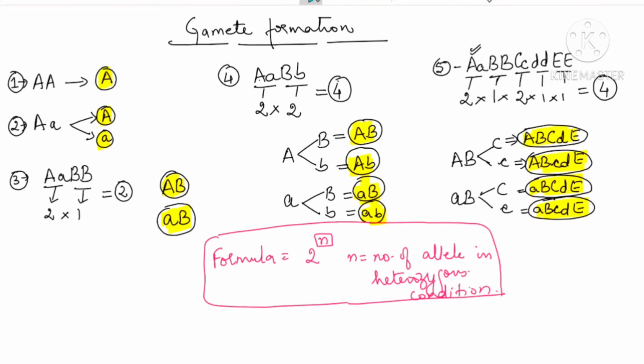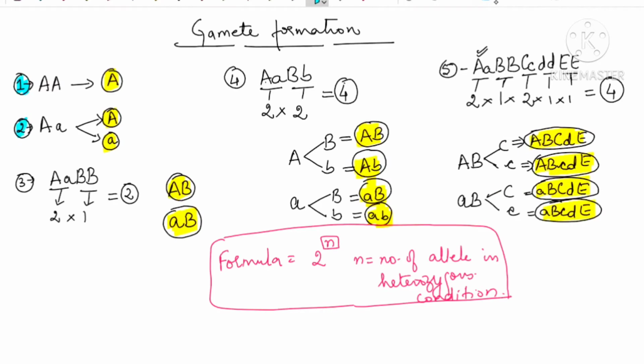So these are your question numbers. One, we have discussed by taking homozygous. Second, third, fourth, and the fifth questions I have taken right now. Now let me give you some practice so that you can also solve it.